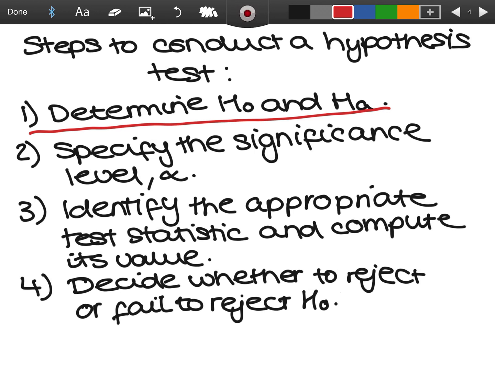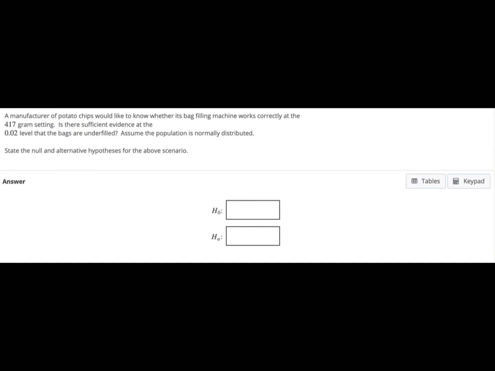I'm going to look at a couple of examples that come from your homework. This one is a mean problem. It says a manufacturer of potato chips would like to know whether its bag filling machine works correctly at the 417 gram setting. Is there sufficient evidence at the 0.02 level that the bags are underfilled?